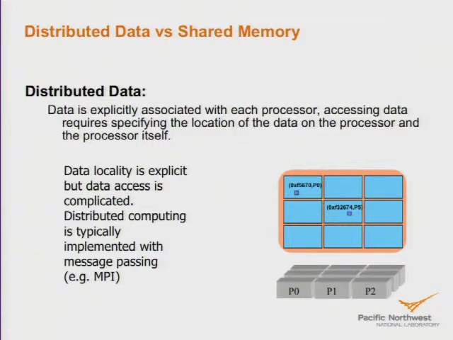So the distribution of data is fairly explicit. But in order to access data, you have to identify which process owns it and where it is on the process. And this is the kind of thing that's typically implemented using a message passing communication scheme. So you're basically sending and receiving data.